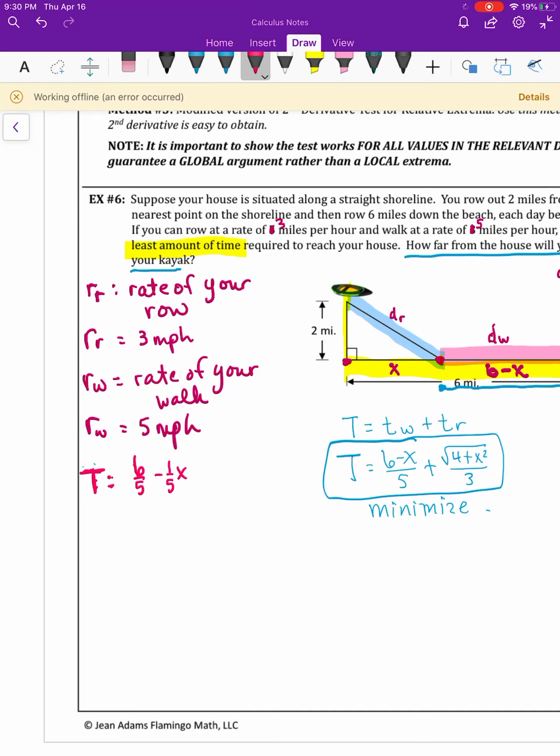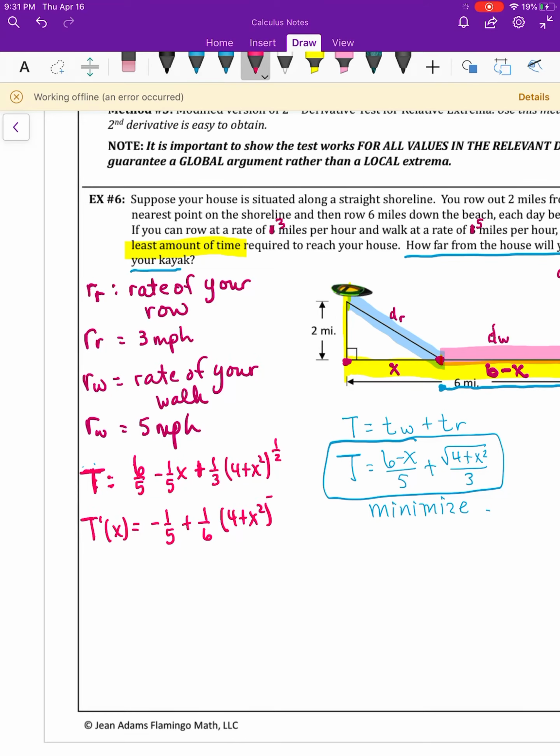There it goes. So t equals 6/5 minus 1/5 x. I just split that up. Plus, I'm going to make this 1/3 times 4 plus x squared to the 1/2. Okay, because I'm getting ready to take the derivative of that. So I want to take the derivative t prime of x for my total time.